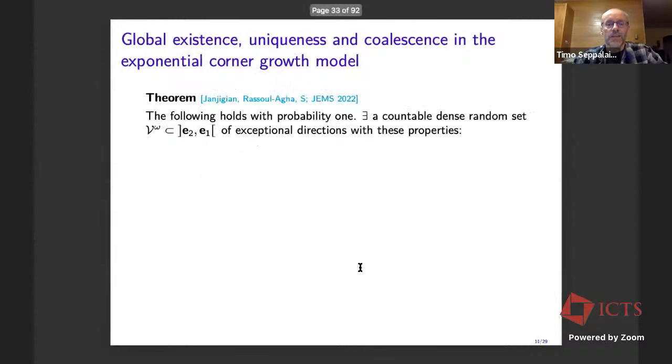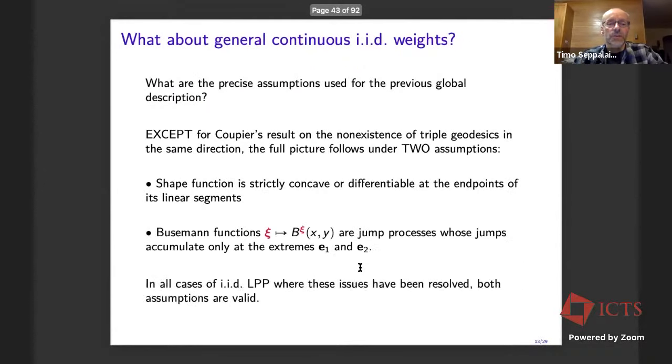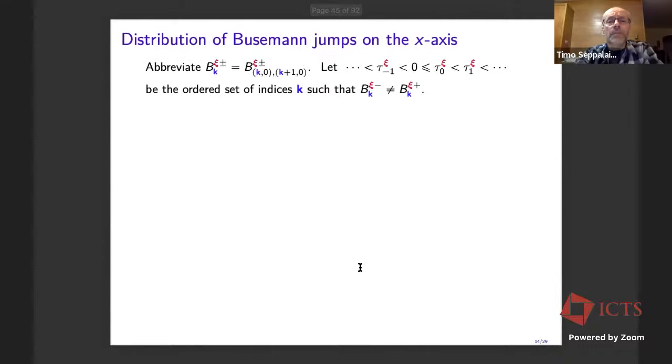All right. So I was going to say something about the spatial distribution of the Busemann jumps. We cannot say anything spatial genuinely yet, but at least we have something interesting about these jumps on the x-axis. So let me again consider these nearest neighbor Busemann values on the x-axis, and let me abbreviate a little bit like this. The index k marks one of the nearest neighbor edges on the x-axis. And again, these are functions of the direction xi.